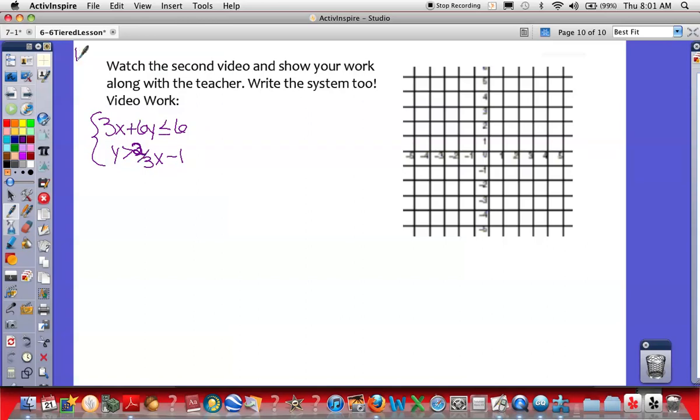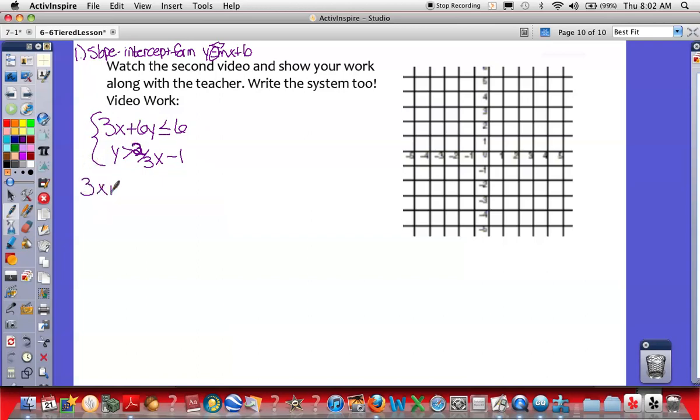So the first thing that you need to do is make sure that they're in slope intercept form. And remember that's y equals mx plus b, where this is just any inequality symbols. You could have less than, you could have greater than, less than or equal to, greater than or equal to. Our first one is not, but our second one is.